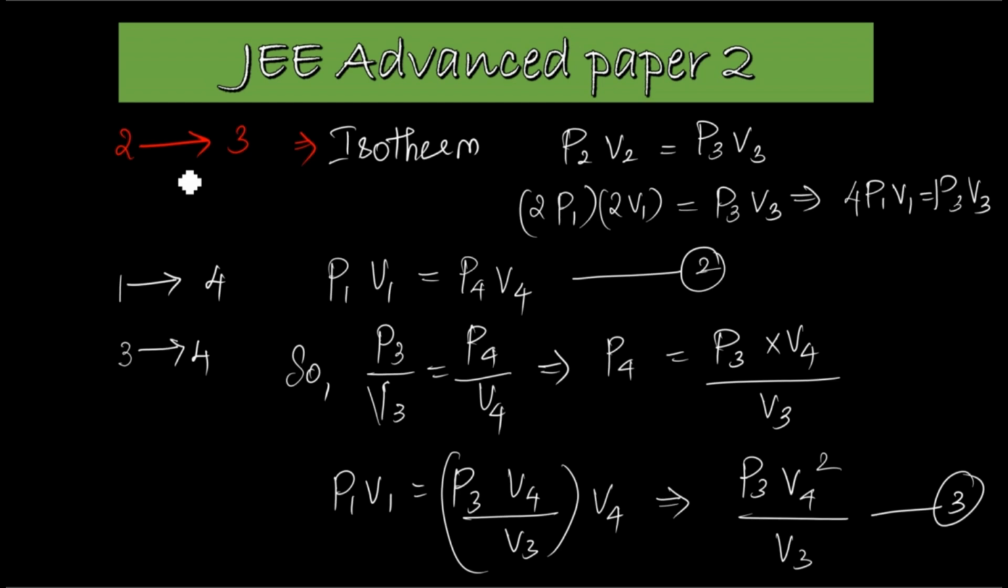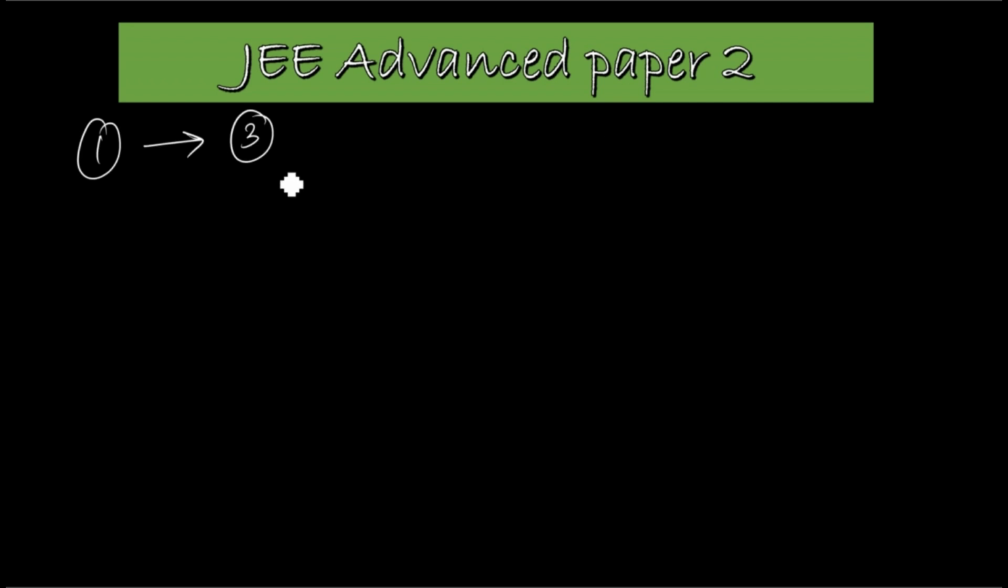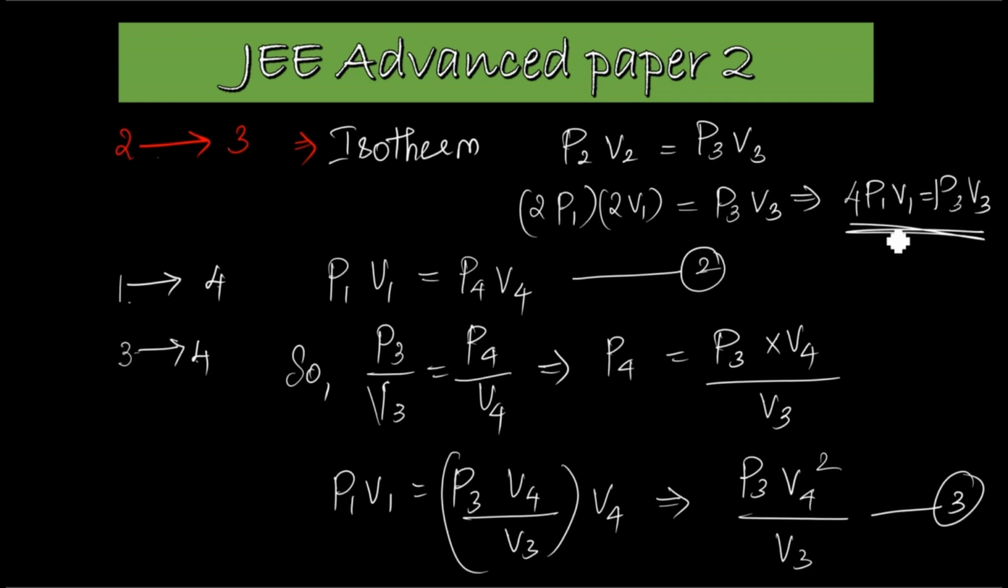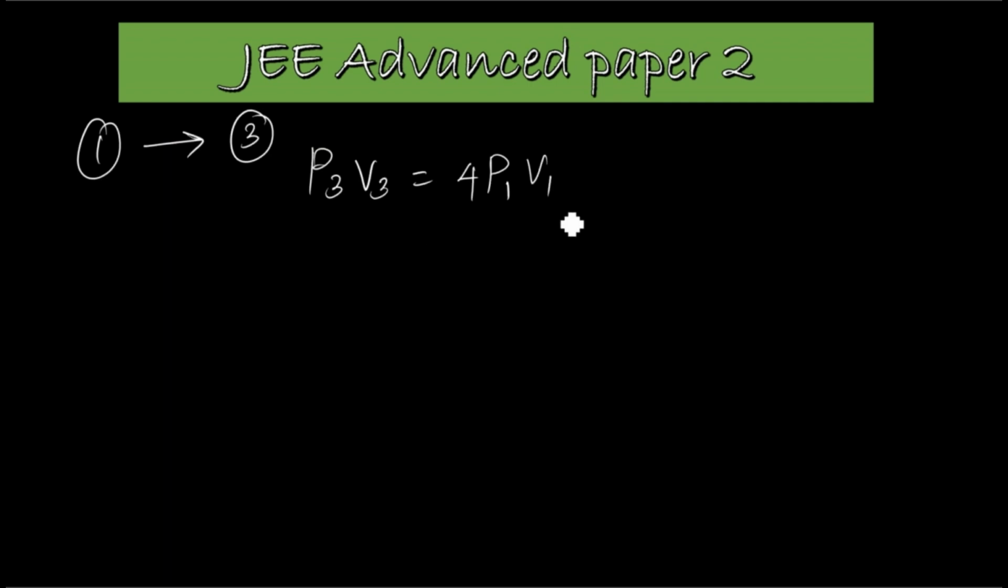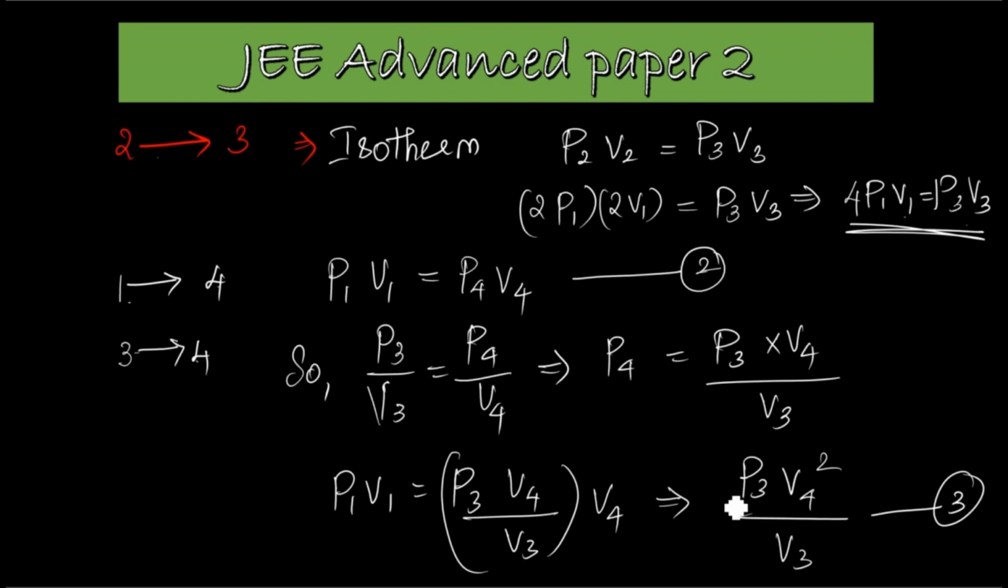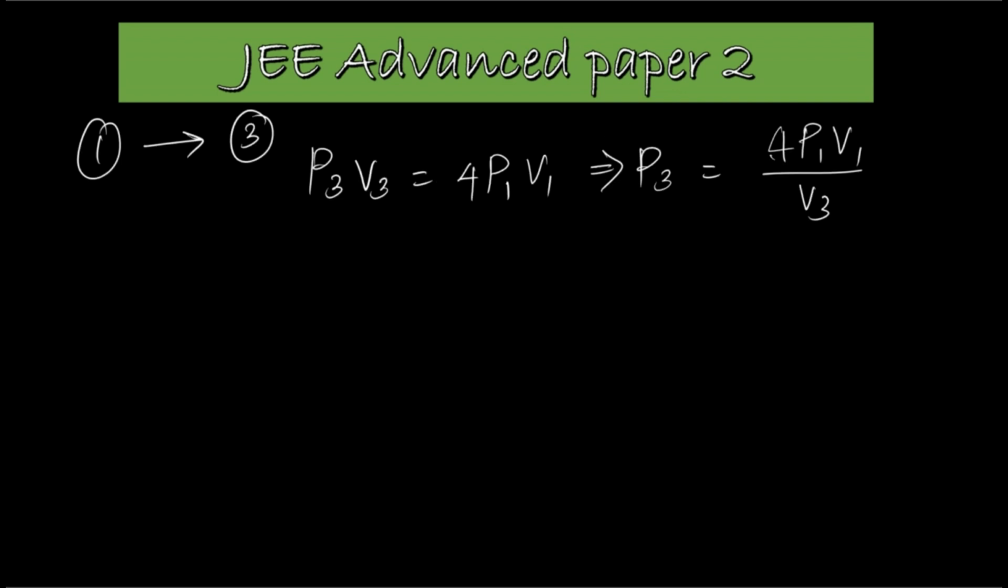So then what am I left with? 1 to 3. Correct? 2 to 3 done, 1 to 4 done, 1 to 3 I am doing. So P3 V3 equals 4 P1 V1. That's what I found in the earlier one. Correct? 1 to 3. So in that case P3 becomes 4 P1 V1 by V3. So I am substituting equation 3, which is the value of P1 V1 over here.